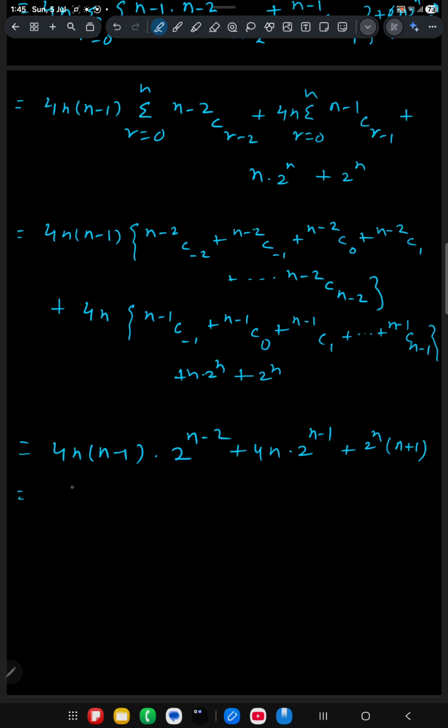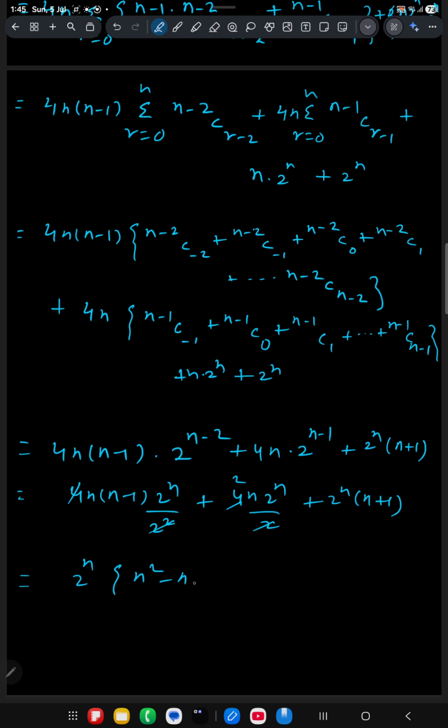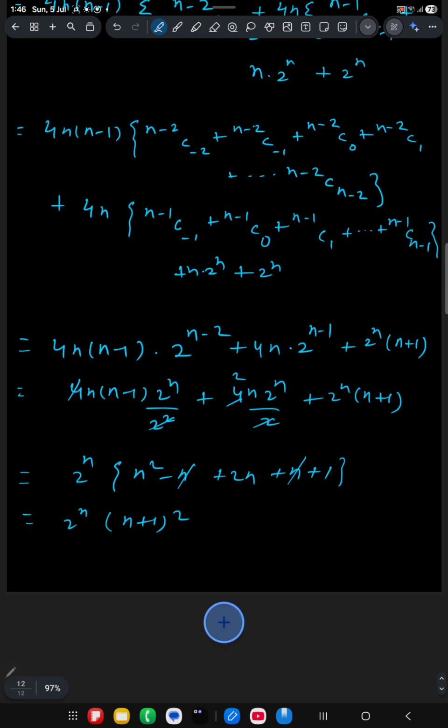Here also, in the same way, 4n(n minus 1) times 2 to the power n by 2 to the power 2, plus 4n times 2 to the power n by 2, plus 2 to the power n plus 1. So this will be cancelled. 2 square is cancelled with this 4, and if we take 2 to the power n common, then you will be left with n square minus n, and here 2n plus n plus 1. So these two get cancelled. So we are getting 2 to the power n into (n plus 1) whole square. This is your alpha. Now we will find out beta.